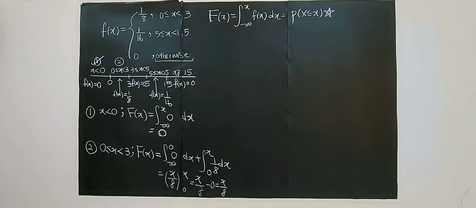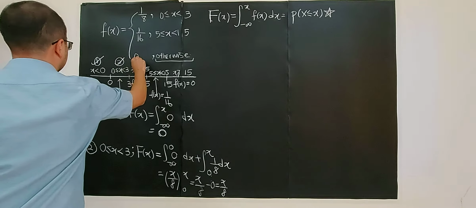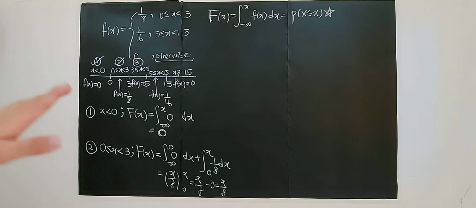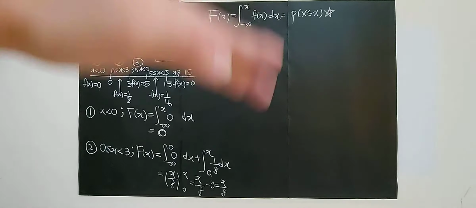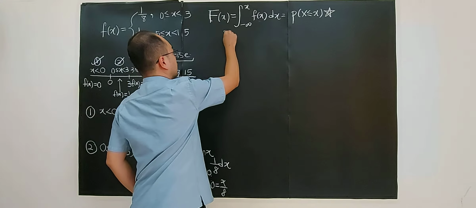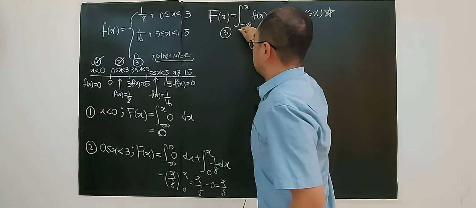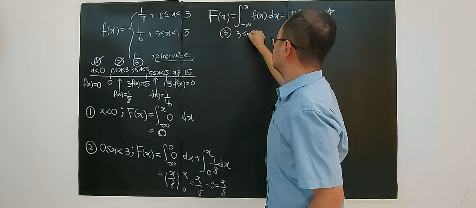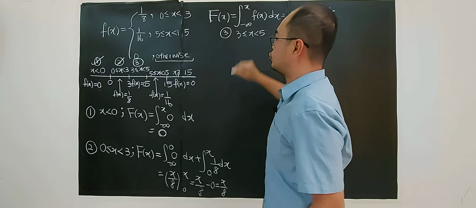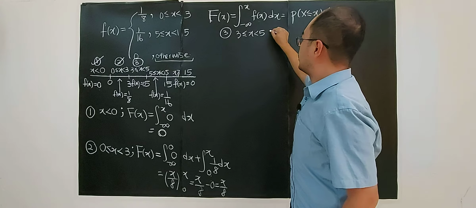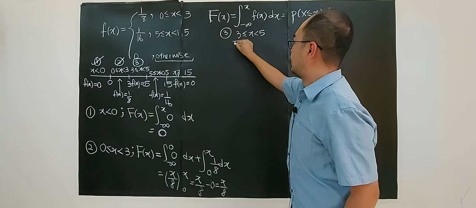Now we are done with the second interval. Pay attention again. Now we go for the third interval. You see the pattern, right? The third is interval 3, between 3 and 5, including the 3. So now your cumulative distribution function.